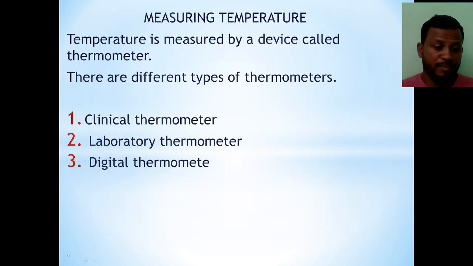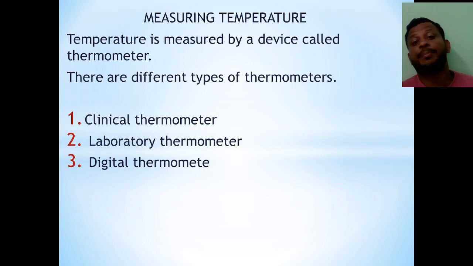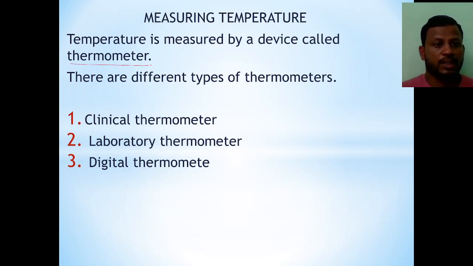Temperature is measured by a device called the thermometer. See here, the thermometer is the device we use to measure temperature. It may be the body temperature, the environmental temperature, or some other temperature. We use the thermometer to measure the hotness of objects.